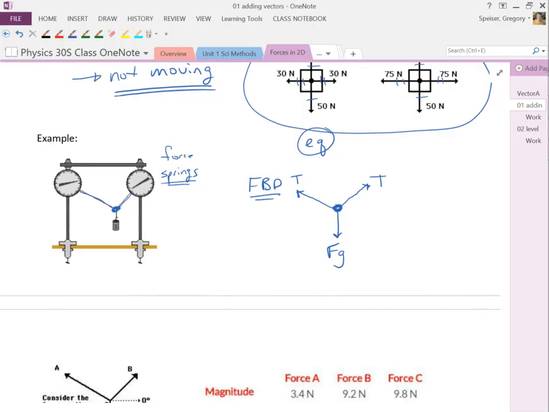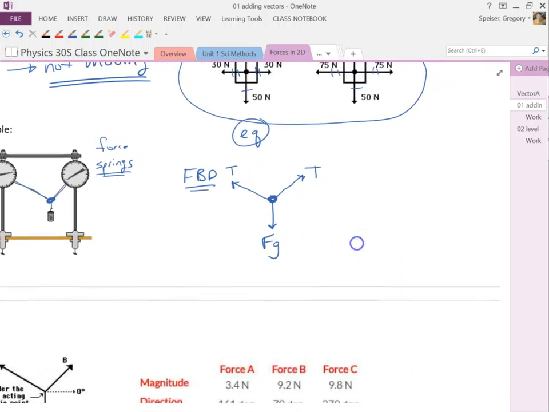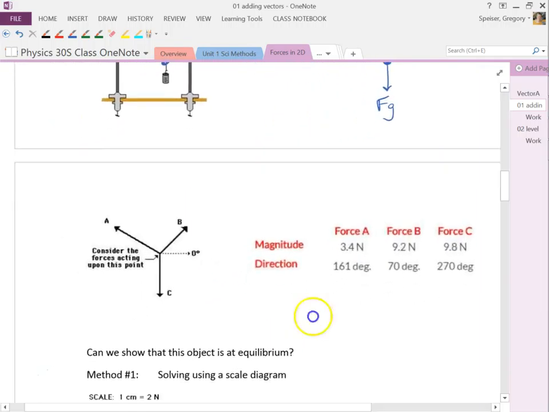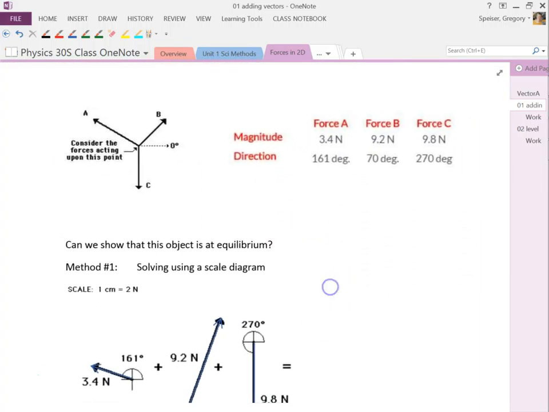But if we're going to use our brand new idea of equilibrium, I'd say, hey, if this is at rest and going to be staying at rest, therefore all the forces would have to add up to 0. So in other words, if I added up those three arrows, they would add up to nothing, right? So one way to do that is look at the second page here.